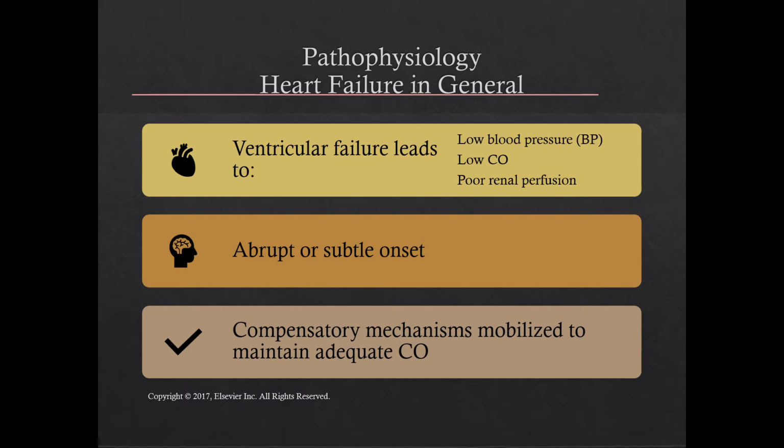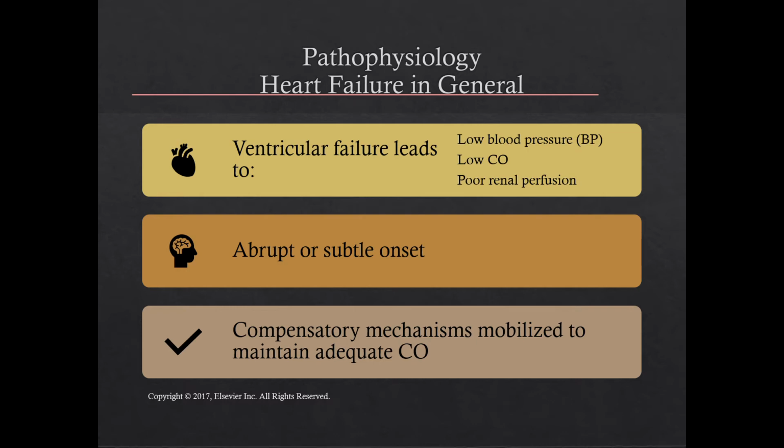So now we're not talking about systolic, diastolic, or mixed, but just in general, a patient with ventricular failure of any type, right, left, mixed, doesn't matter, is going to ultimately have low blood pressure, low cardiac output, and as I said about the elimination organs like the kidneys, poor renal perfusion, even poor hepatic perfusion as well. So heart failure can also have an abrupt onset, like an acute myocardial infarction or a heart attack. It can also have a slow progressive change over time.